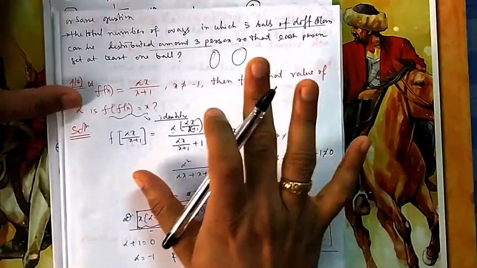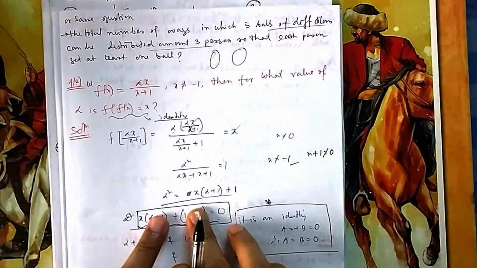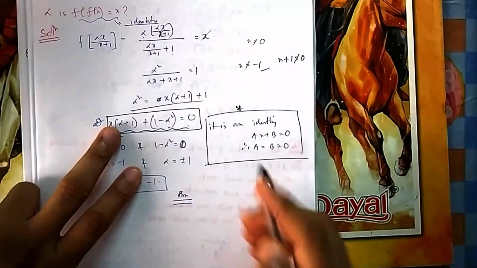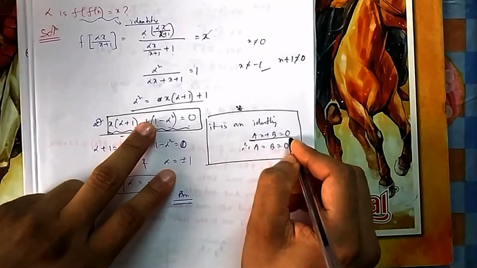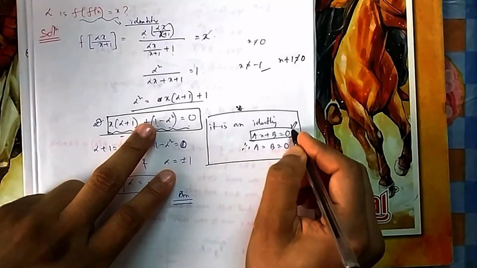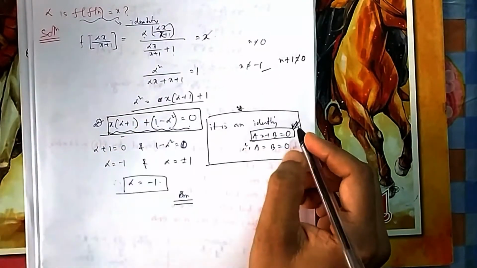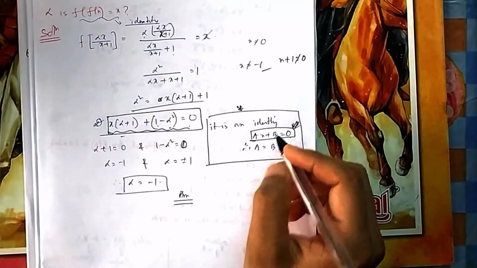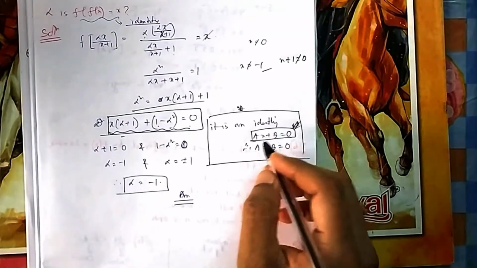For some value of alpha, that I don't know, but it should be true for whatever x you put, for that particular alpha. So if it becomes an identity for all values, I have explained this I think in coordinate geometry, in the intermediate or advanced level theory, you can check this.